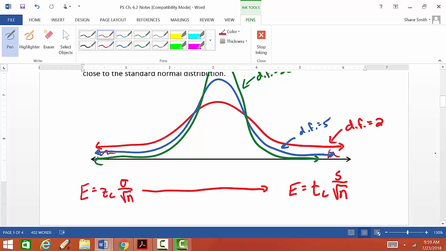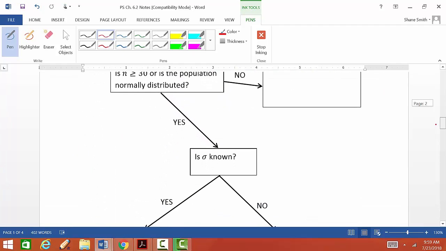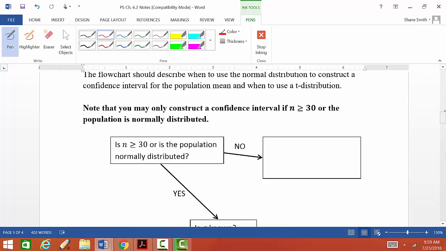So basically, how do we know when to use what? Well, if n is greater than or equal to 30, or the population is normally distributed, if you can answer yes to either, okay, then you can move on. But if you answer no to both, and I'll put in parentheses, no to both, then we can't create a confidence interval.